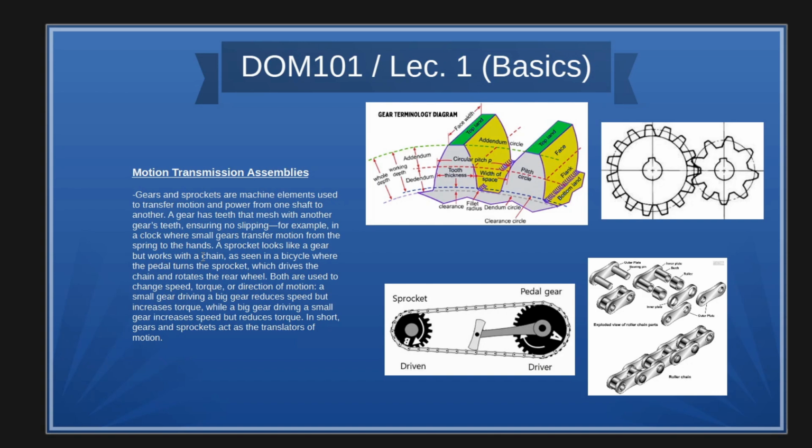A sprocket looks like a gear but works with a chain, as seen in a bicycle where the pedal turns the sprocket, which drives the chain and rotates the rear wheel. Both are used to change speed, torque, or direction of motion. A small gear driving a big gear reduces speed but increases torque, while a big gear driving a small gear increases speed but reduces torque. In short, gears and sprockets act as the translators of motion.